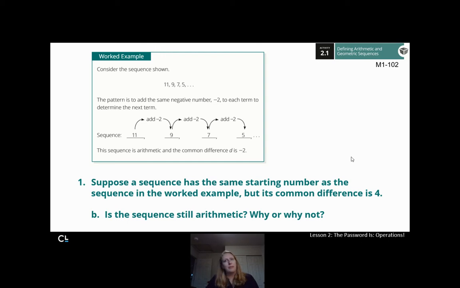Is the sequence still arithmetic? Why or why not? Hit pause, jot down your thoughts on that, and hit play to keep going.